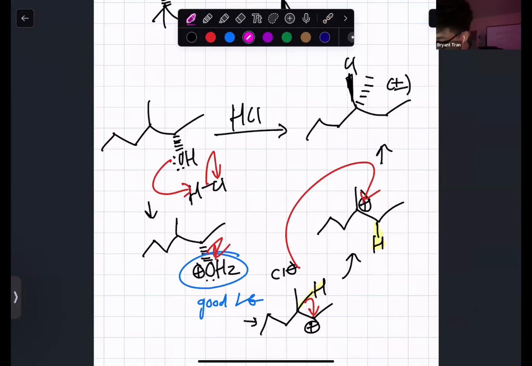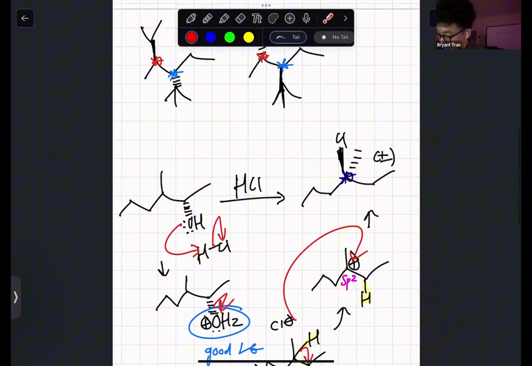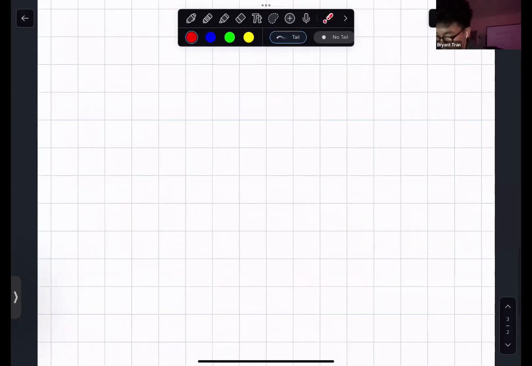That's very important. Only one chiral center right here. And then if there was another chiral center, we couldn't do that. We have to draw out the other product. You have to do the two. Okay, got it. Nice. Okay, so that's SN1.